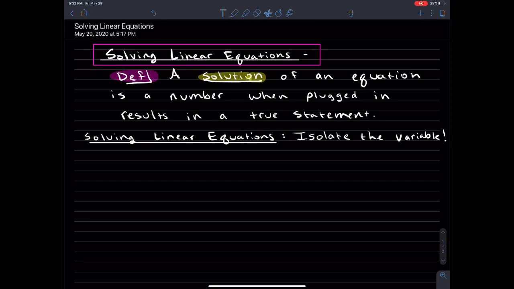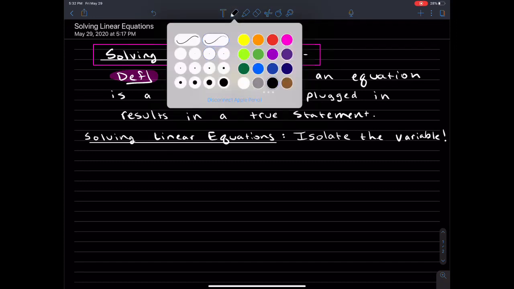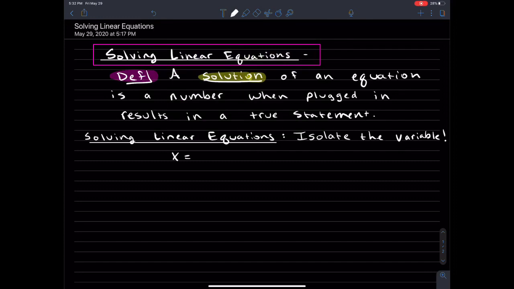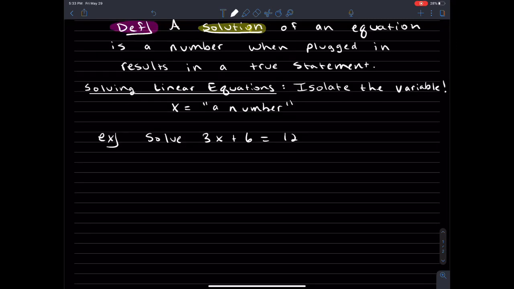Today we're going to solve linear equations. So how do we solve linear equations? All we do is isolate the variable. For example, all we need is x equals a number. That's our goal. Okay, so we want to solve for x.